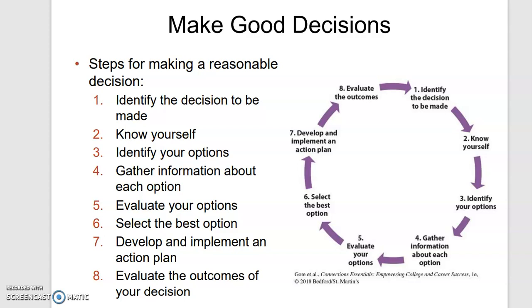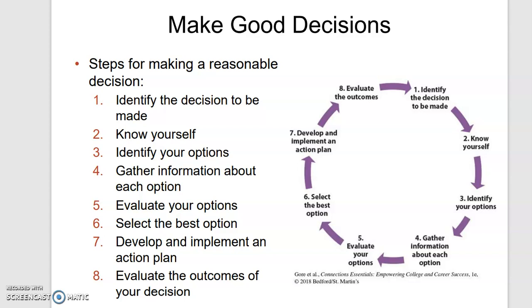The first step is to identify the decision to be made, to actually sit down and think about what you actually need to decide. The second step is to know yourself, meaning your strengths and weaknesses related to this decision. The third step is to identify your options, as many as possible. Here's where you really want to brainstorm and simply list as many options as possible in your situation. You are not evaluating or judging these options at this time. You are simply brainstorming a list of as many as possible.